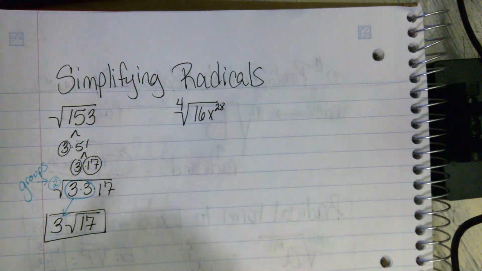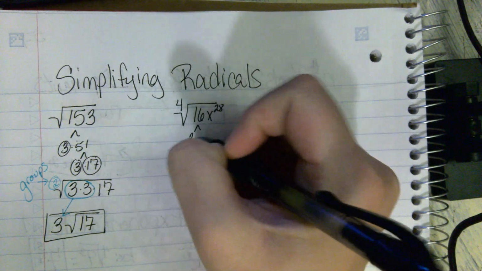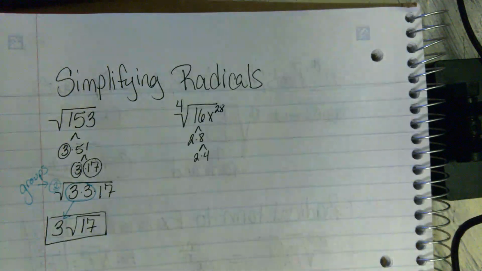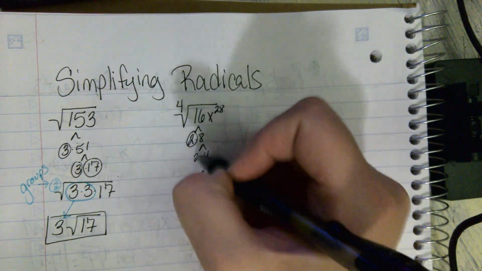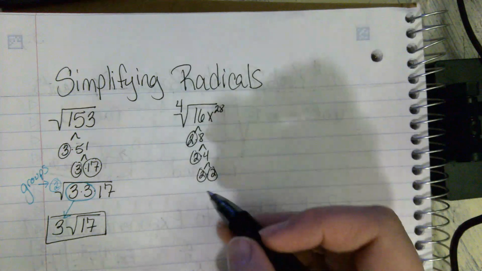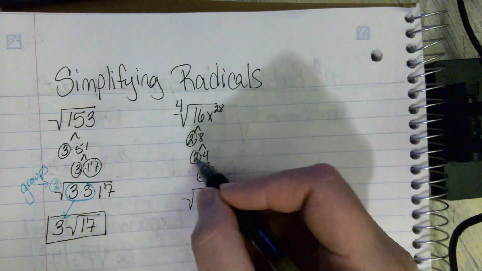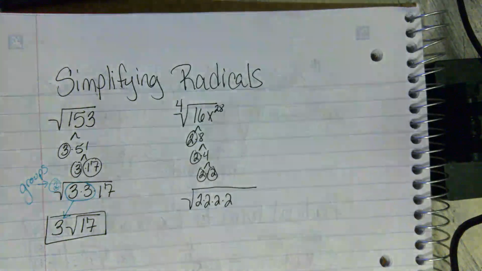Alright, so what does that look like when we have variables? Okay, I'm still going to use my factor tree here. For 16, I'm going to do 2 times 8, 2 times 4, 2 times 2. Okay, so 16 is 2 times 2 times 2 times 2.